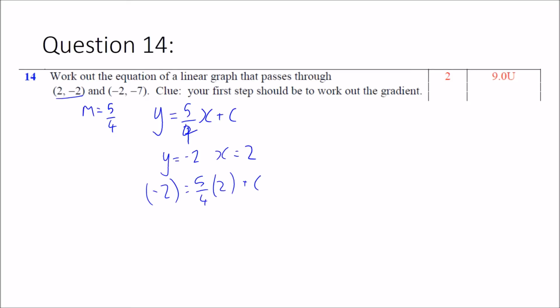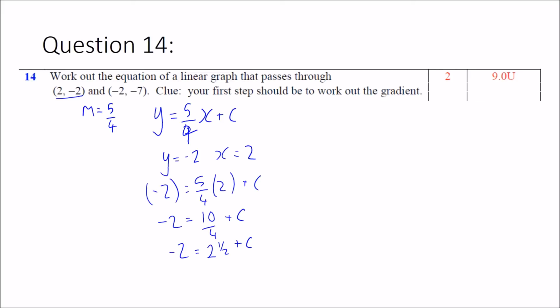So then we need to rearrange this. So we've got -2 equals 10 over 4 plus c. Now, -2 equals, no, 10 over 4 is 2.5, plus c. Now, to get this 2.5 off the right hand side of the equation, we need to do the opposite operation, which is to subtract 2.5 from both sides.